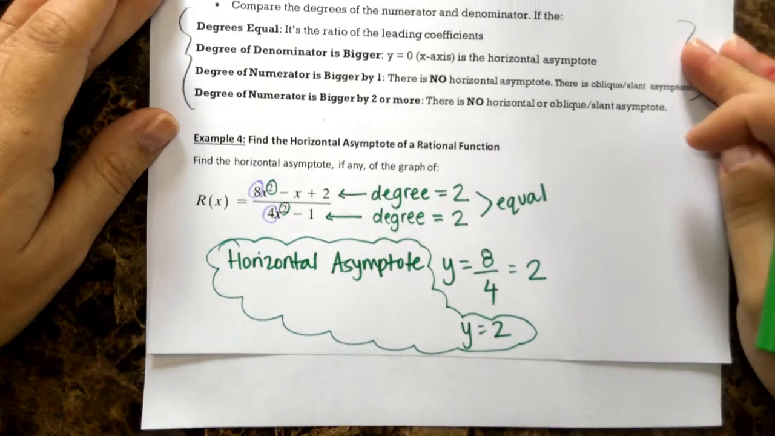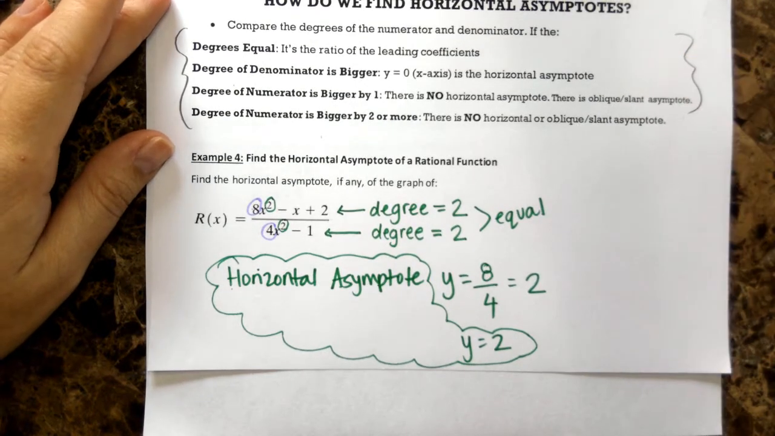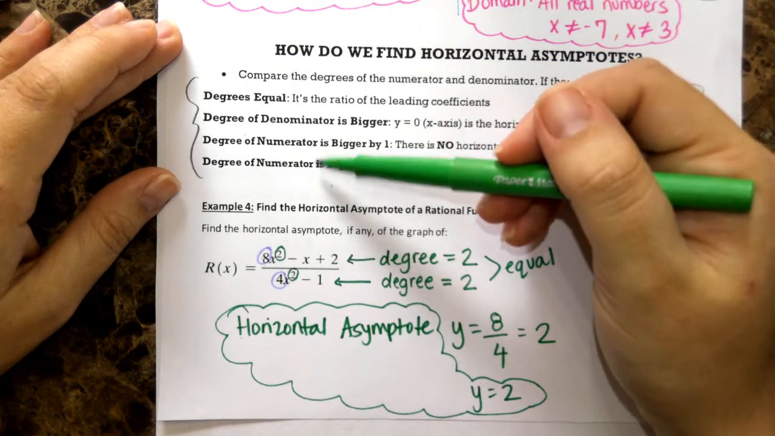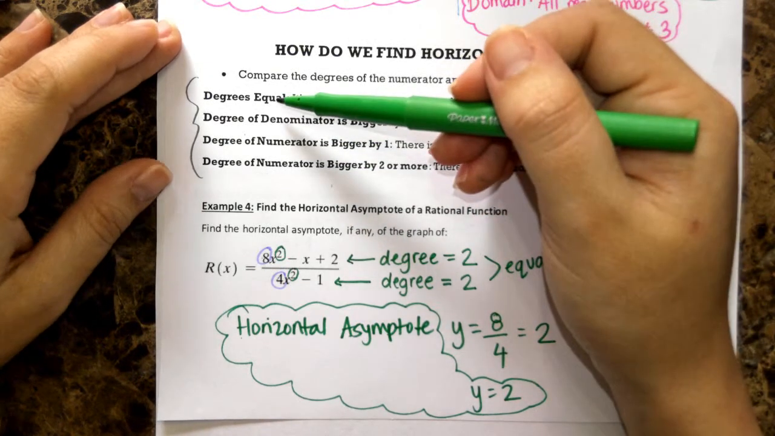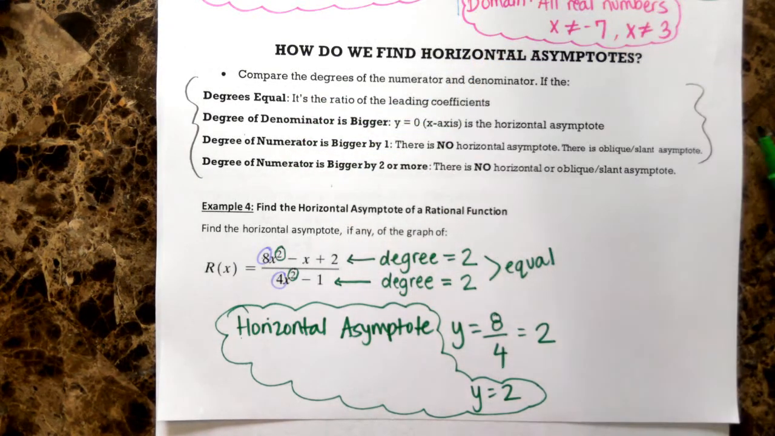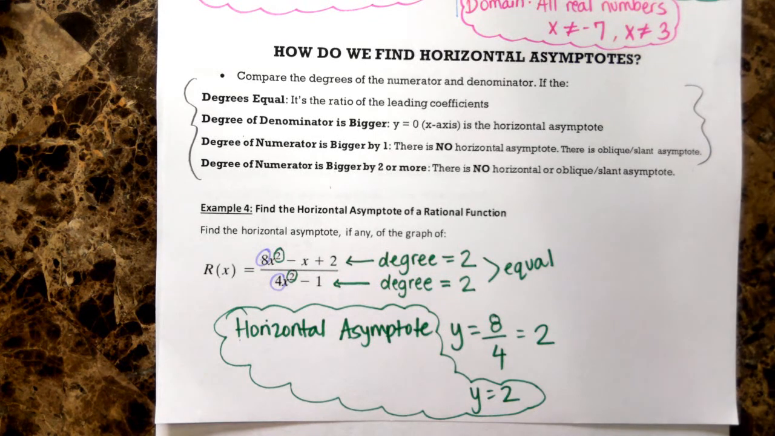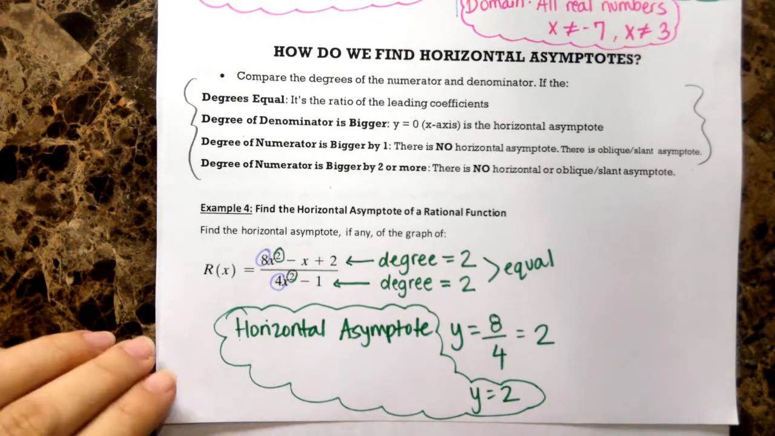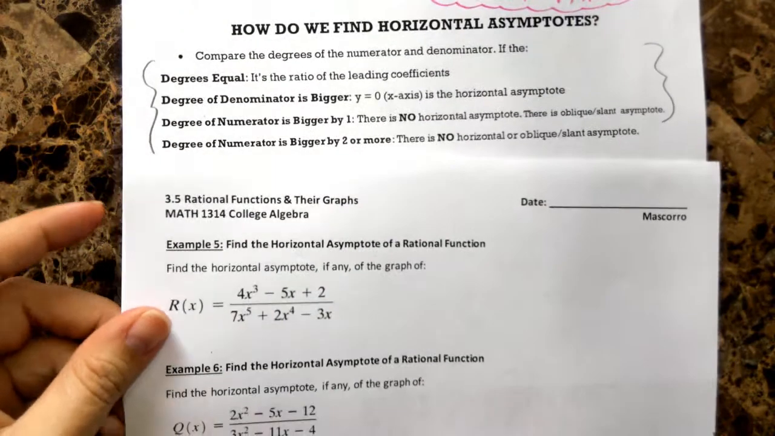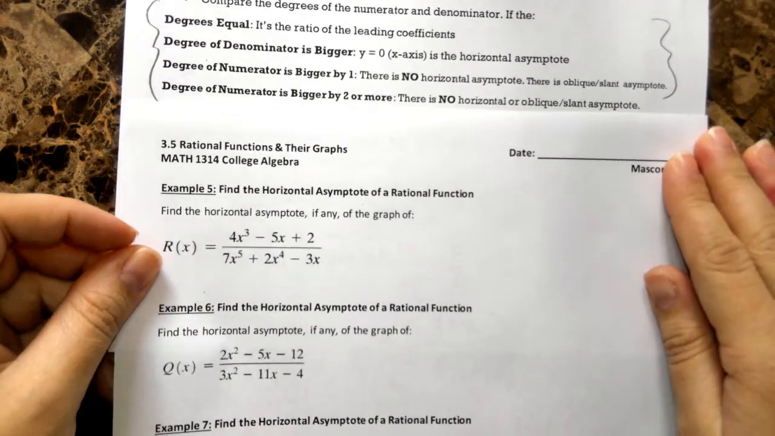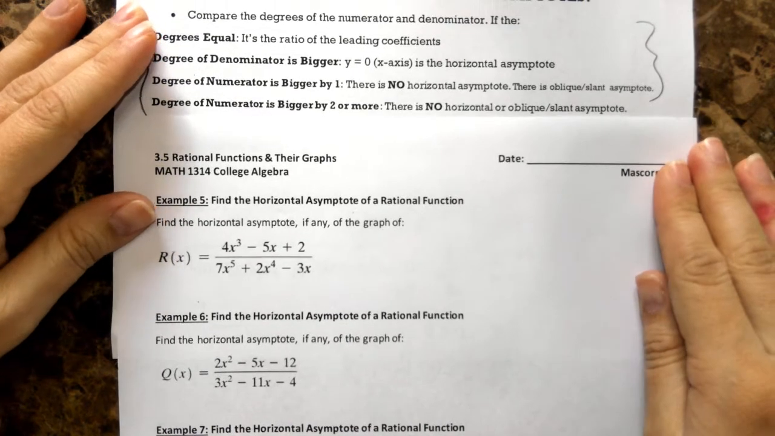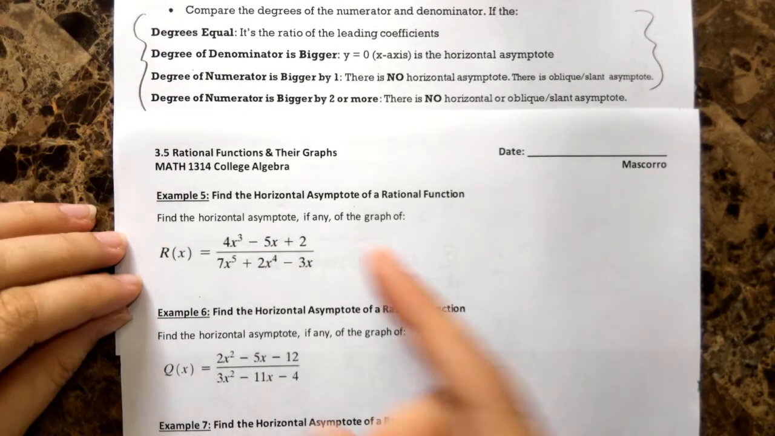And here's your answer. Okay. Now there are 3 other cases which we'll be referring to, but you just have to figure out which of these 4 different scenarios your rational function falls under, and that's what your horizontal asymptote will be. All right, next example. I'm going to try to leave this reference chart up at the top so we can refer to it. Example number 5 says find the horizontal asymptote, if any.